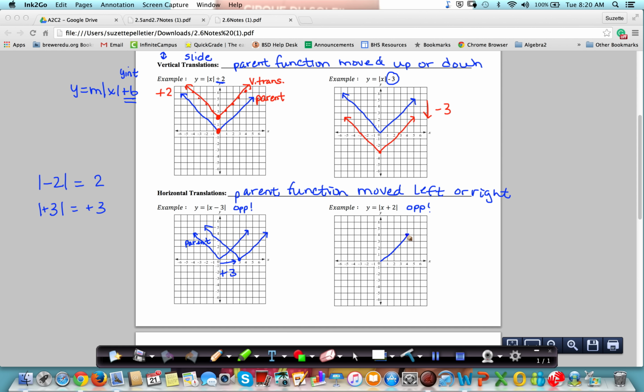So again, here's my parent, right? And I'm going to subtract 2. So I'm just taking it over. I'm not changing its shape. I'm just moving it over, subtracting 2. Okay, let's move on to the next page.